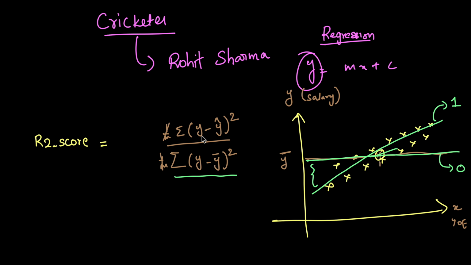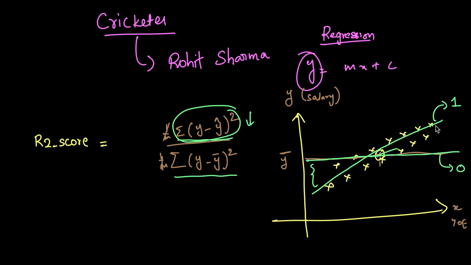And when will the numerator and denominator be equal? That will be equal when the line predicted by linear regression is on this particular y average. So in that case, it will be 1. And when it is near the best case value, the numerator will be a very small value. Okay, why is that? Because the error will be less.